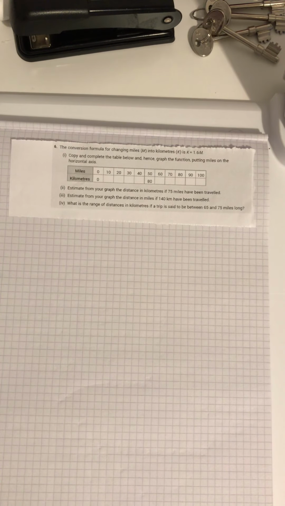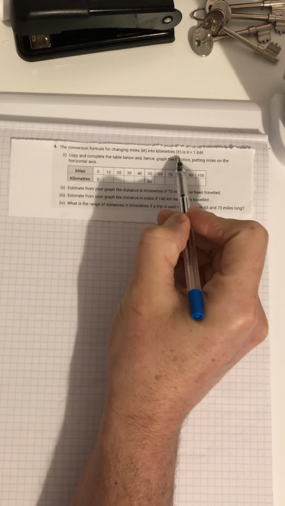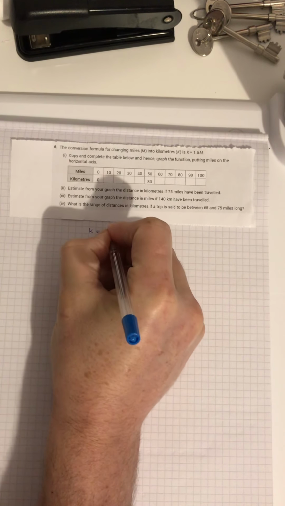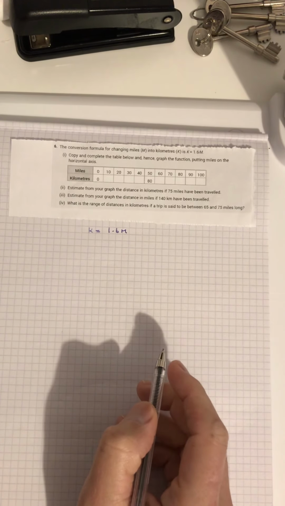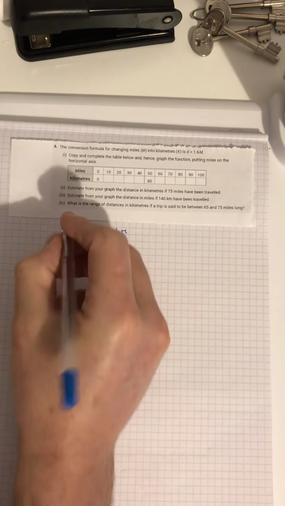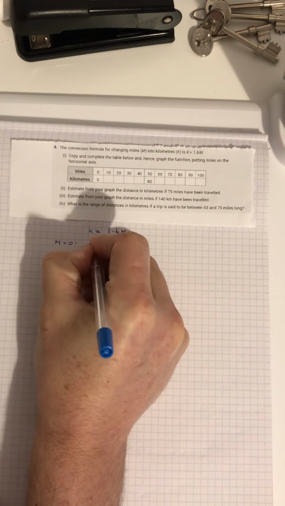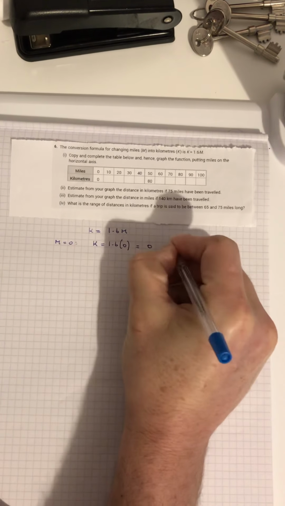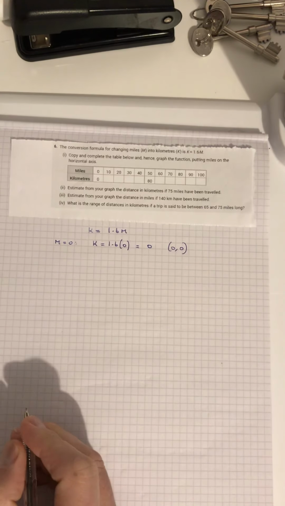So here's your example of a conversion formula for changing miles, M, into kilometres, K. K is equal to 1.6 times M. Okay, so that's your function. If M is 0, the kilometres is equal to 1.6 times 0, which is 0. So 0, 0, as per the table, okay?